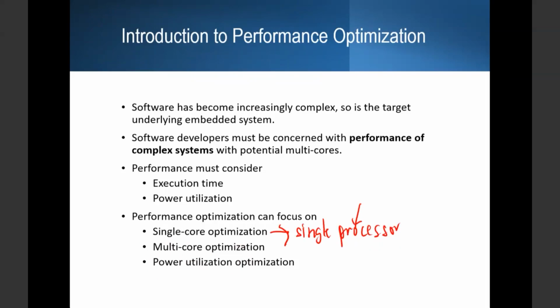And for multi-core optimization, we are going to look at processors with multiple processors. There are a lot of methods in order to do multi-core optimization. And last but not least, we are going to look at how to optimize the power utilization.